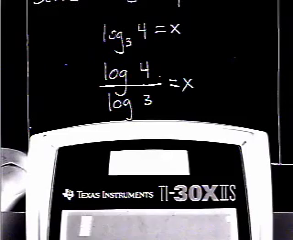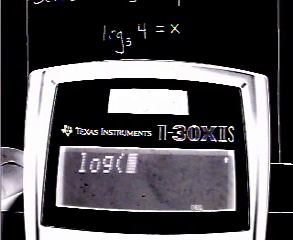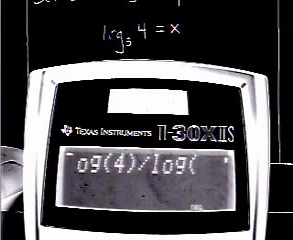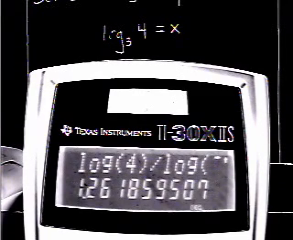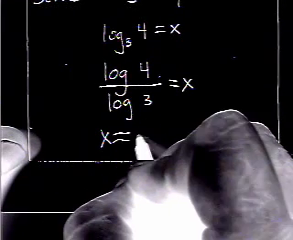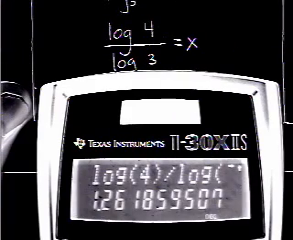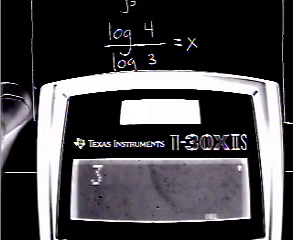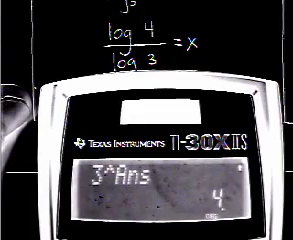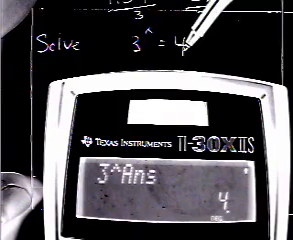Seems pretty straightforward and easy, so let's check it. Make sure it's right. Log 4 in parentheses divided by log 3 in parentheses gives me about 1.262. Always double check it to make sure it's right. So 3 to the answer power, and this better be equal to 4 according to the original equation, and sure enough it is, right? The original equation was 3 to the x equals 4.